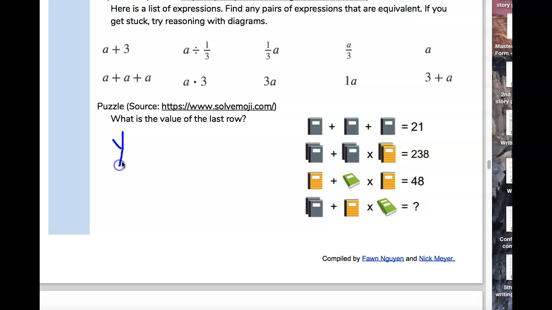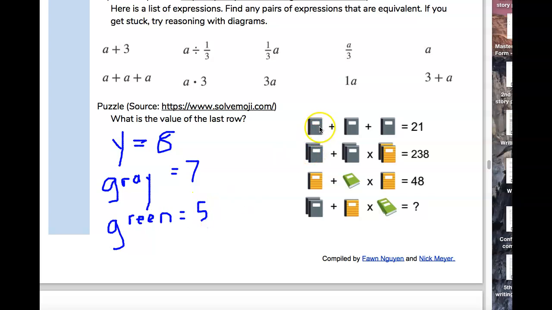We said yellow is 8. Gray is 7. And then green, we know, is 5. So let's see if that just works for us, okay? Green equals 5. All right, so this one we did 7 plus 7 plus 7 is 21. So that's easy peasy. We got that one, right? All right, so down here we have 2 notebooks, so 2 7s. So this has to be 14, 7 plus 7. And this is 7 plus 7 is 14.